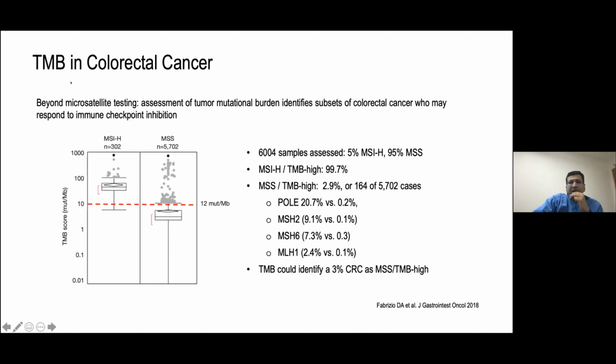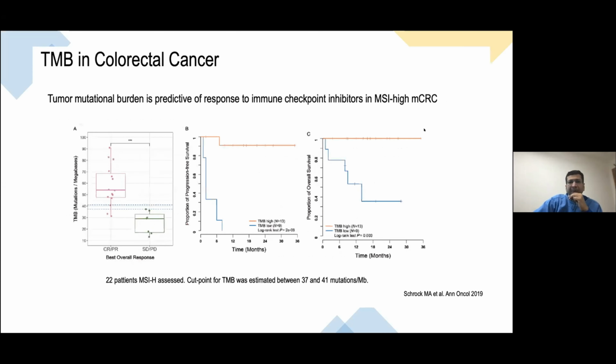Tumor mutational burden, that is TMB, in colorectal cancer can identify about 3% of the patients who are MSS, microsatellite stable, but may still be TMB high, thus giving us a scope to manipulate them with immunotherapy. So yes, there is a difference in survival. If TMB is high, the survival and the advantages differ.